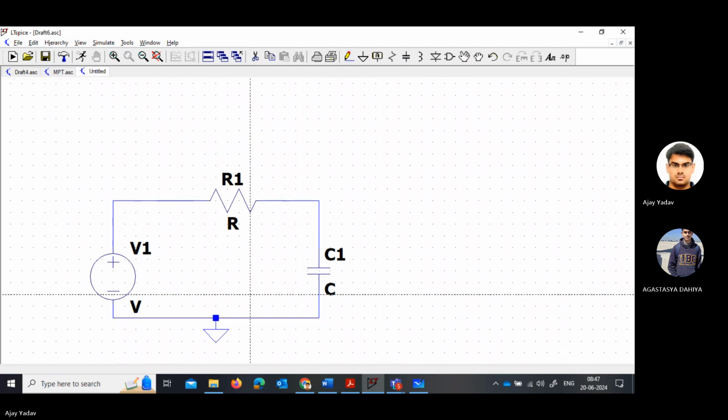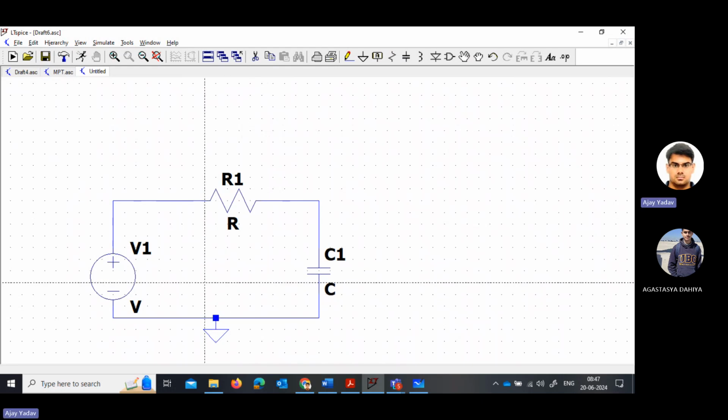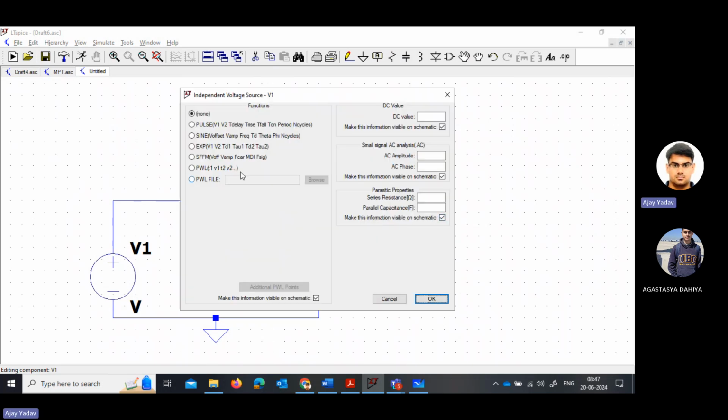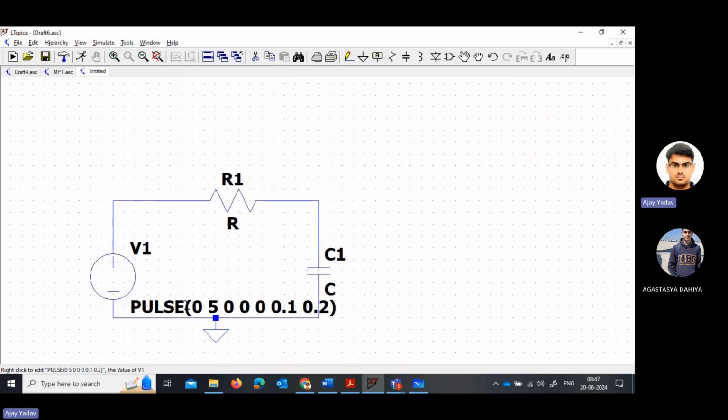Okay. So what we will do now, we will make this 5 volt, but we will go to the advanced because we want to give a pulse signal. So we will give a pulse signal where the initial voltage is 0 and the final value is 5. We are not giving any delay. Time on is 0.1 second and time period is 0.2. Okay, so this is the pulse signal which we are giving here.